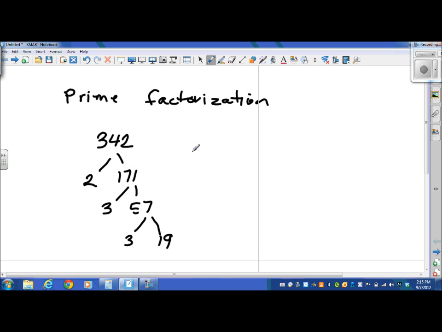And so therefore, 342 in its prime factorization can be 2 times 3 times 3 times 19. And then we can combine that further because we will learn about powers. We're going to write this as a power of 3, because 3 times 3 is the same as saying 3 to the power of 2. And then times 19.